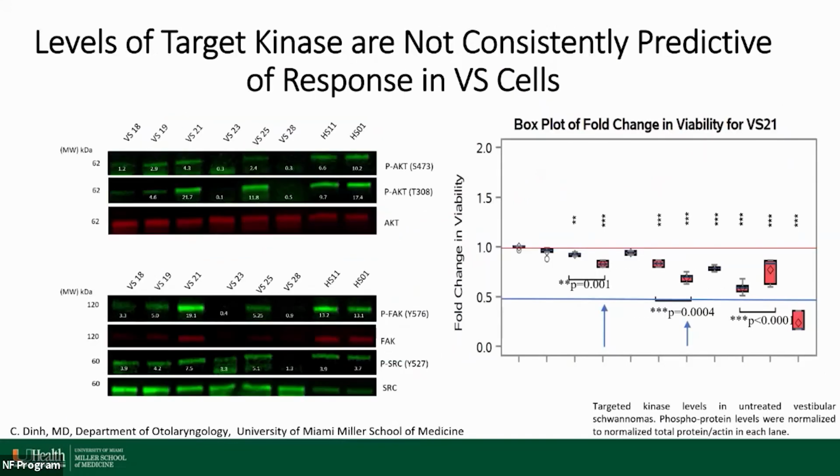The viability response could be predicted from the expression levels in the native tumor tissue of both phospho-AKT, serine 473, and threonine 308, as well as high levels of phospho-FAK and phospho-SRC.